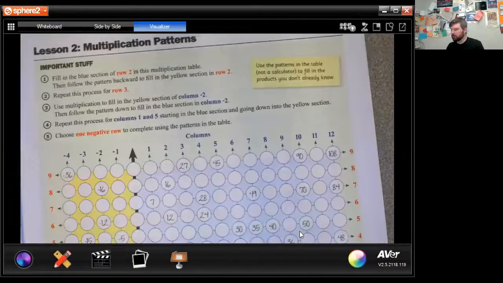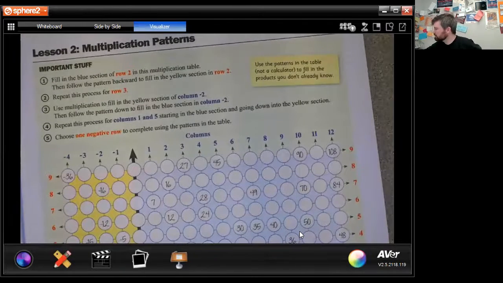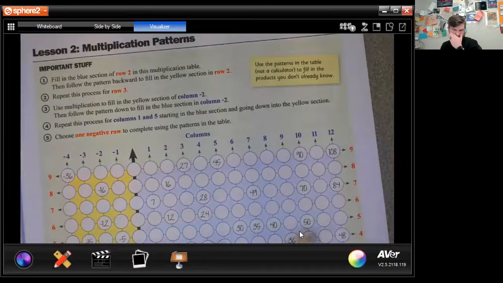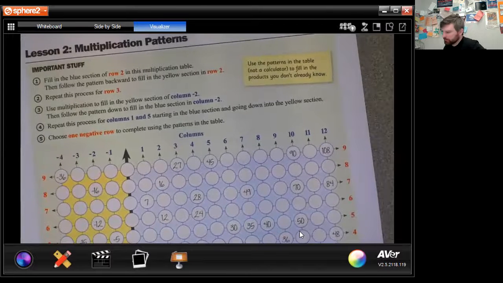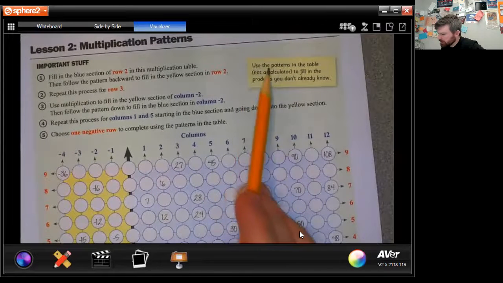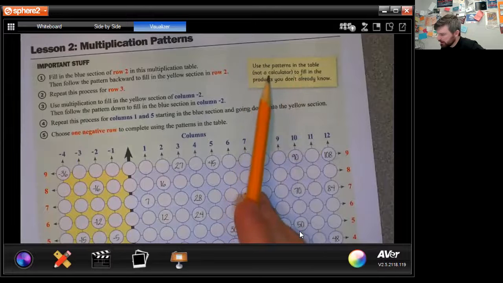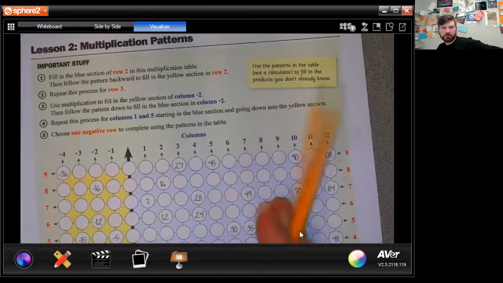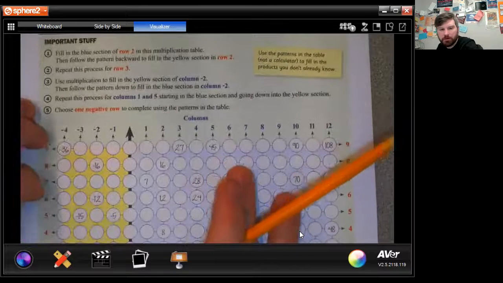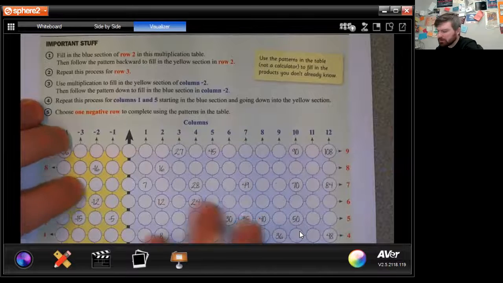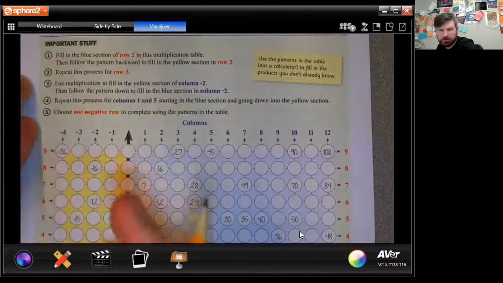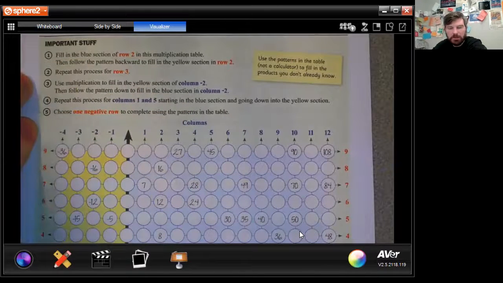Okay, now this page has just a giant grid on it. We're going to end up filling out the whole thing, but we're going to get started in an organized manner. It says use the pattern in the table, not a calculator, to fill in the products you don't already know. So this is a multiplication table, and we're going to try and do it without a calculator. Calculators slow us down, so we really want to get used to recognizing patterns and doing math with those.